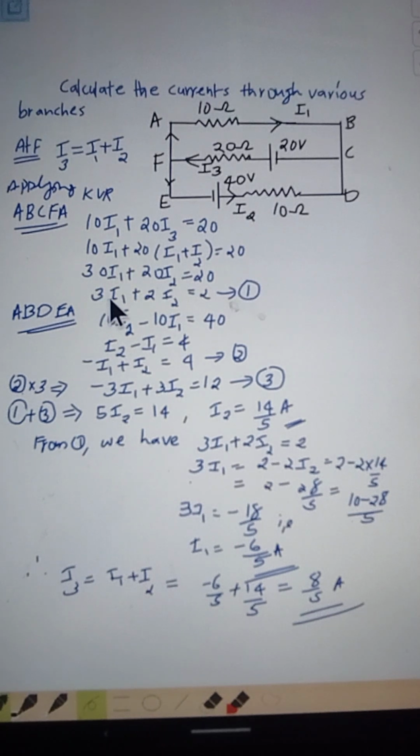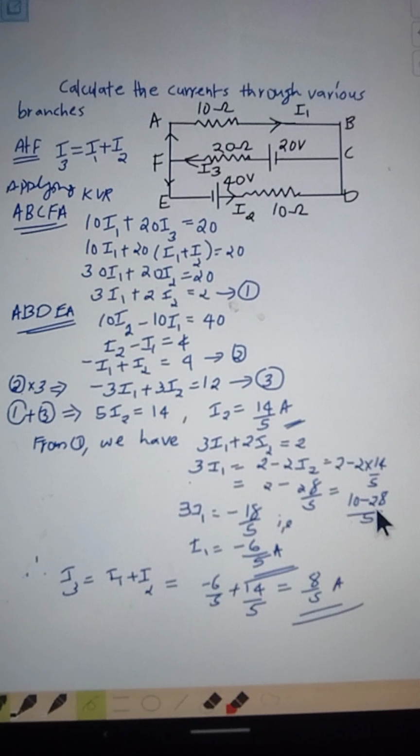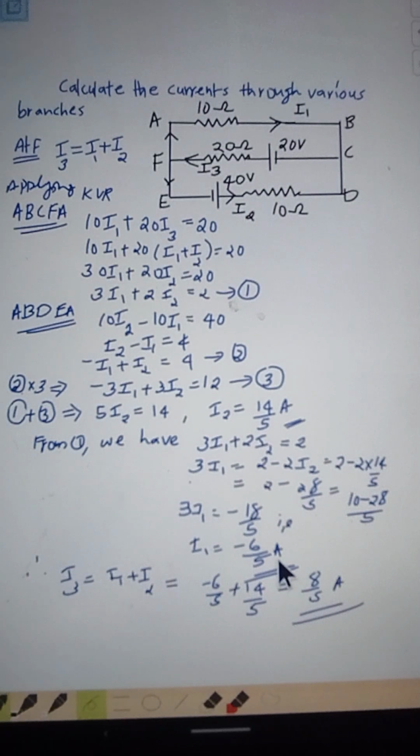So the first equation is 3 I1 plus 2 I2 is equal to 2. So 3 I1 is equal to 2 minus 2 I2, 2 minus 2 into I2, I2 is 14 by 5. So we get 3 I1 is equal to minus 18 by 5, I1 is equal to minus 6 by 5 ampere. So we got I1 and I2. I1 is this much and I2 is 14 by 5.